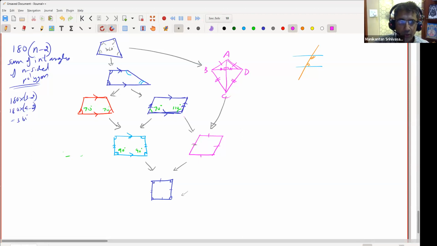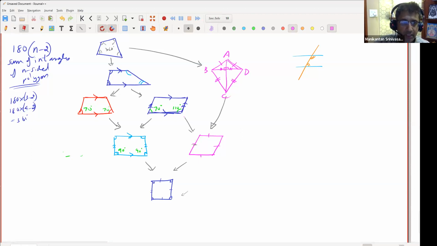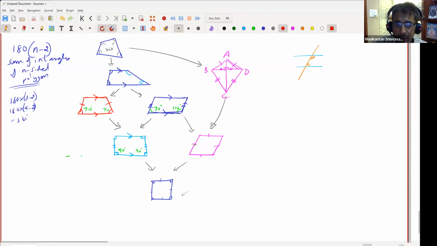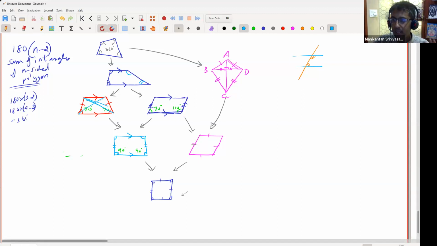Now, coming to an isosceles trapezium, the base angles are equal, and therefore the base sides are also equal. So this side will also match this side in an isosceles trapezium. And the two diagonal lengths will be the same in an isosceles trapezium. So this length and this length will be the same. You can see this for yourself, right? You don't have to memorize anything. Draw a diagram, you'll see it for yourself.